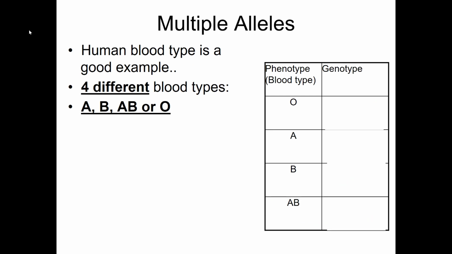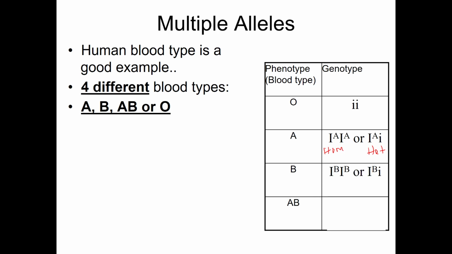So with multiple alleles, we have four different blood types, A, B, AB, or O. So we have four different blood types, but we have more than four genotypes. For O blood, we would write this out as little i, little i. For A blood type, you can either have I capital A, I capital A, or I capital A, little i. This is going to be our homozygous version because if you notice, they're the same. And this is going to be our heterozygous version for blood type A.